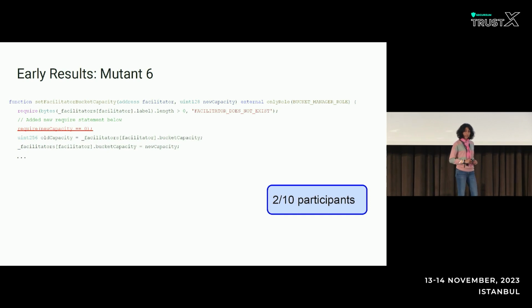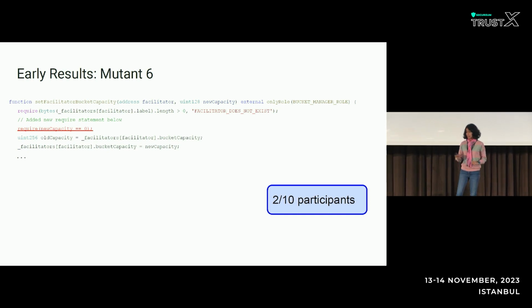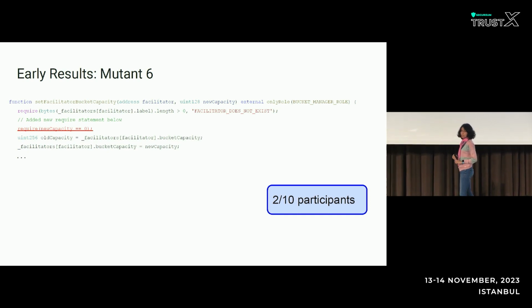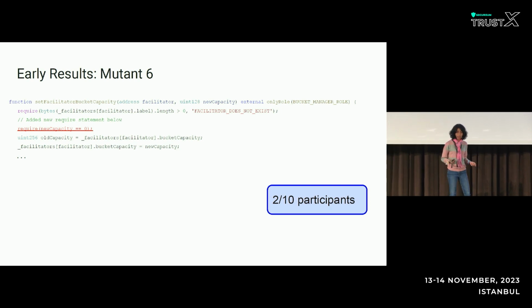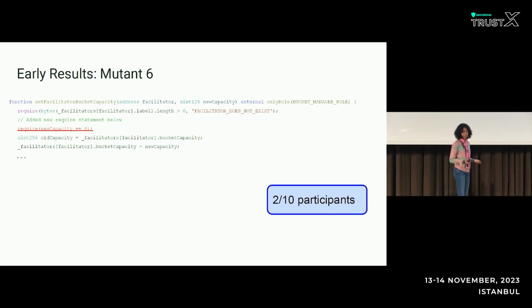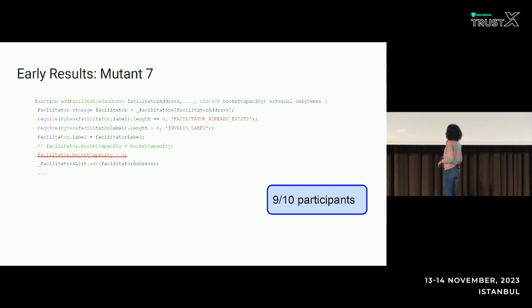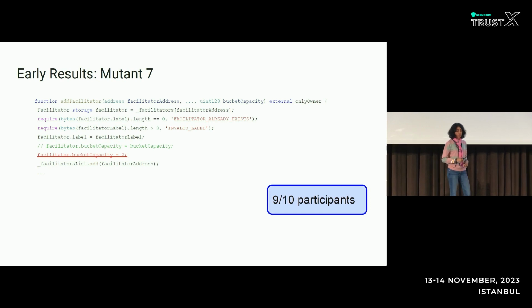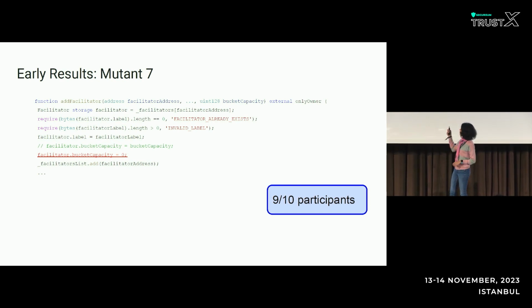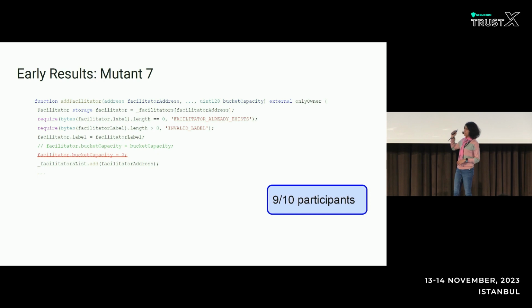This one, on the other hand, changes the logic, so it adds a new require statement in the code, and this was actually hard to catch for the participants. And finally, this is the last mutant that I'm going to show, where again, we changed the code in some meaningful way, where basically we changed the assignment to filter the facilitator.bucketCapacity to just be 0.